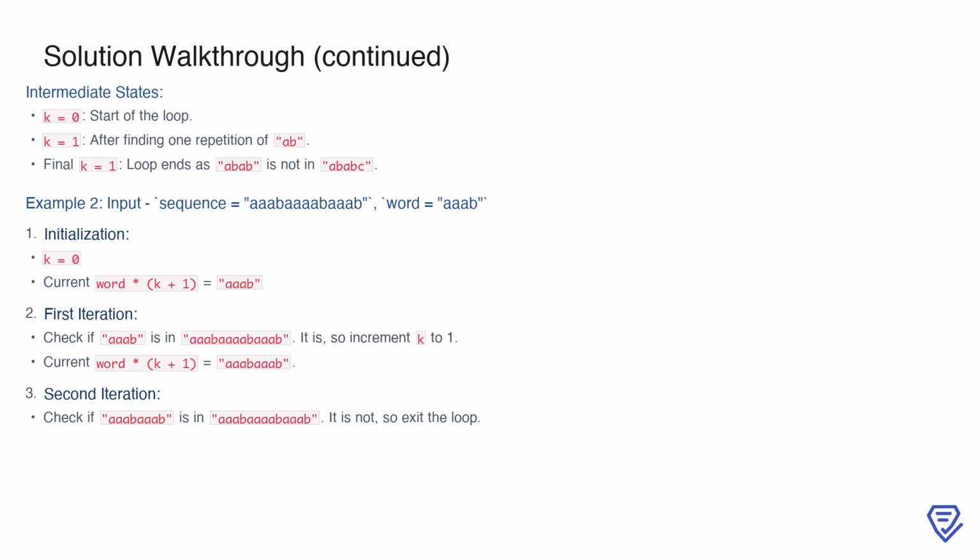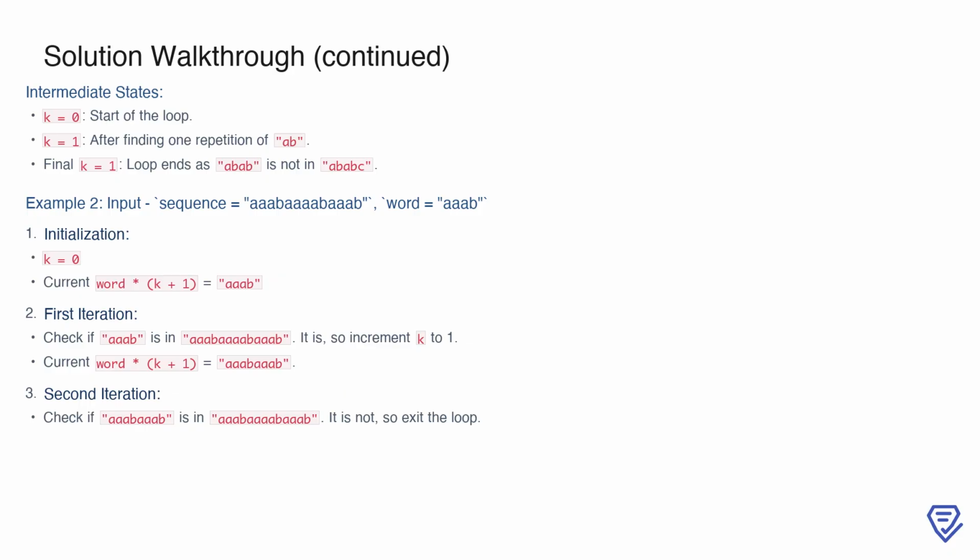Breaking this down further, we can observe the intermediate states for this example. At the very start of the loop, k is initialized to 0. After the first iteration, where we find one repetition of "ab", k becomes 1. Finally, the loop ends as "abab" is not in the sequence, leaving k at 1.